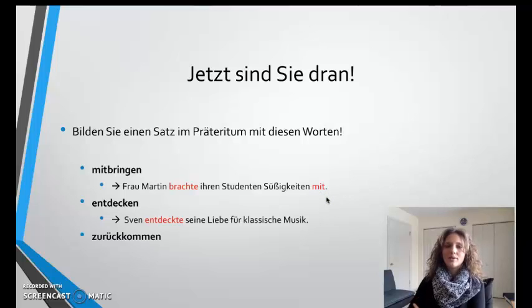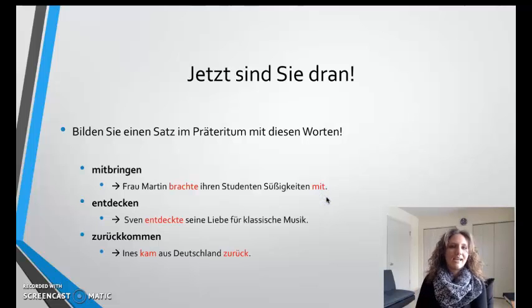And one last one, zurückkommen. Is this separable or not? Yes, it is. So take a second to do the sentence. And here's the sentence I came up with. Ines kam aus Deutschland zurück. So zurück, the separable part, moves to the end. Kommen becomes kam. And you have your perfect Präteritum sentence.